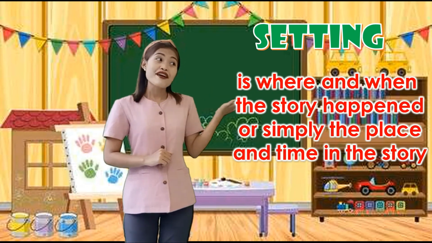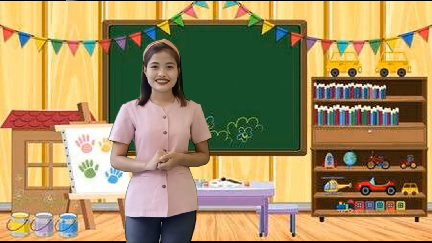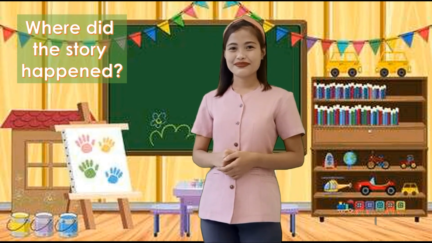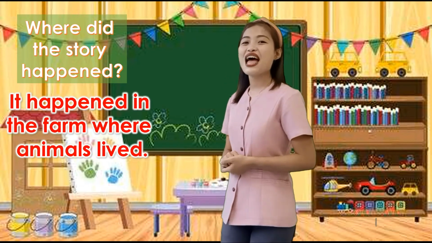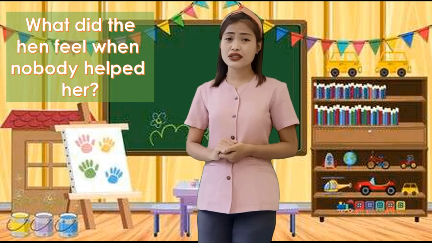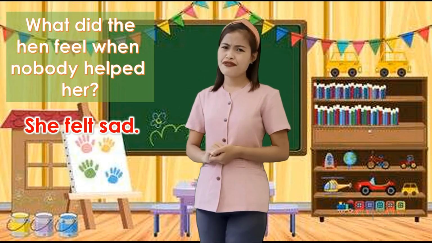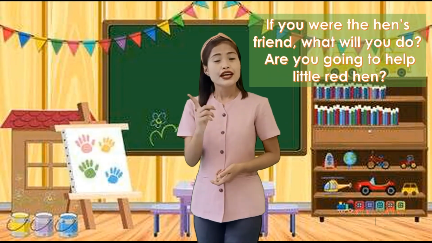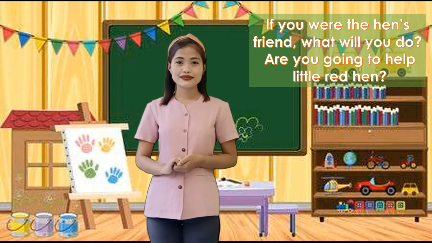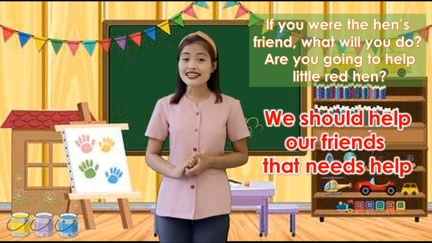The setting is where and when the story happens, or simply the place and time in the story. Now, where did the story happen? Excellent! It happens in the farm. What did the hen feel when nobody helped her? Right, she felt sad. If you are the hen's friend, what will you do? Are you going to help Little Red Hen? Very good! We should help our friend that needs help.